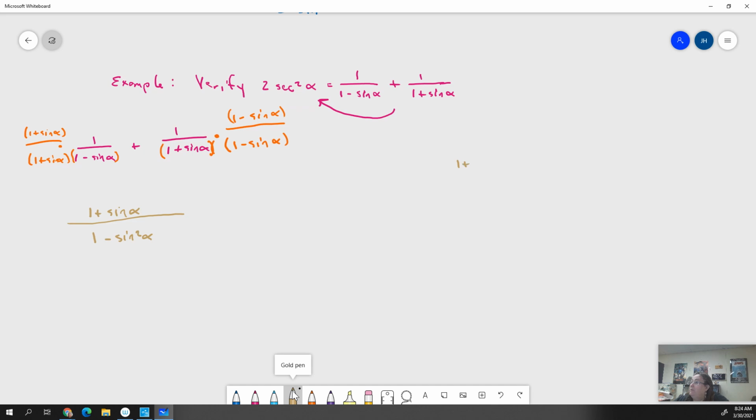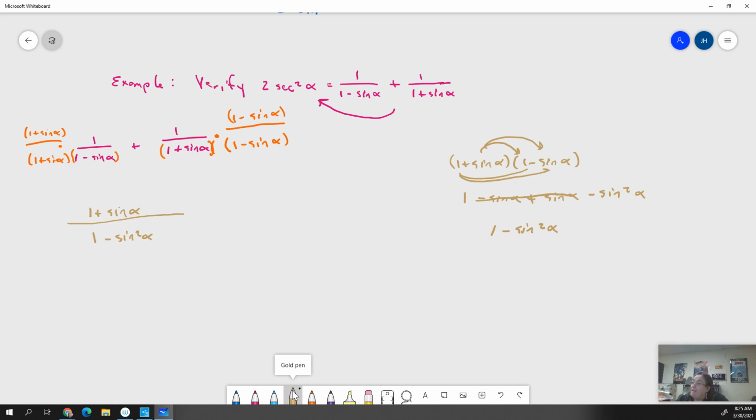If I have 1 plus sine of alpha times 1 minus sine of alpha, when I multiply these out, I get 1 minus sine of alpha plus sine of alpha minus sine squared alpha, and these two cancel, right? Minus sine plus sine, and I wind up with 1 minus sine squared of alpha. I just wanted to make sure you remembered how difference of squares works.